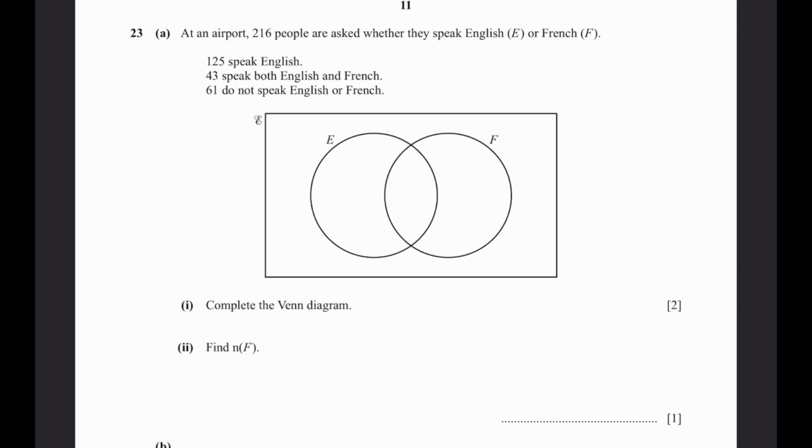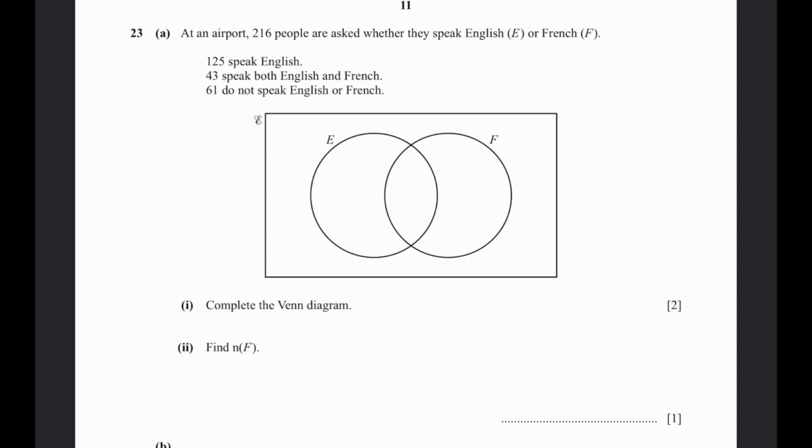Question 23. At an airport, 216 people are asked whether they speak English E or French F. 125 people speak English, 43 speak both English and French, 61 do not speak English or French. Number 1, complete the Venn diagram.